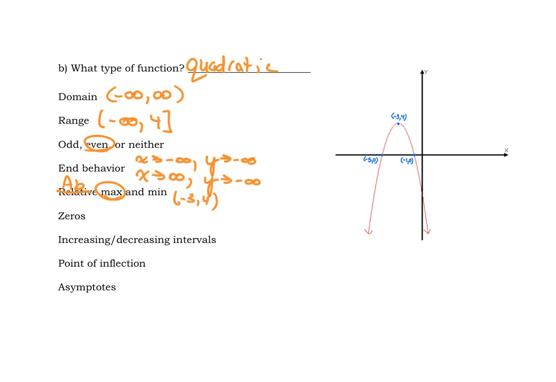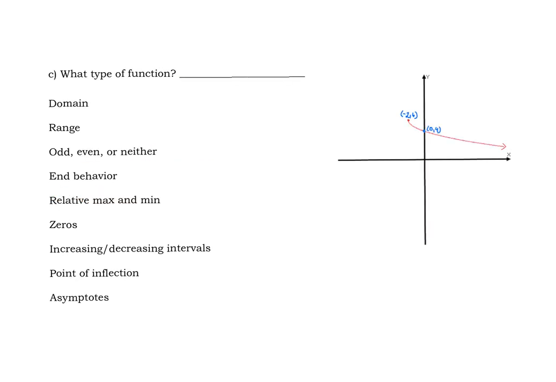The zeros are where it crosses the x-axis, so x is equal to negative 5 and negative 1. Okay, I have increasing and decreasing intervals. Increasing is the left side, so it's from negative infinity up to negative 3. Remember, we're using the x-coordinates. And decreasing is from negative 3 to infinity. Point of inflection, there isn't because there's not another curve up, and there is no asymptote.